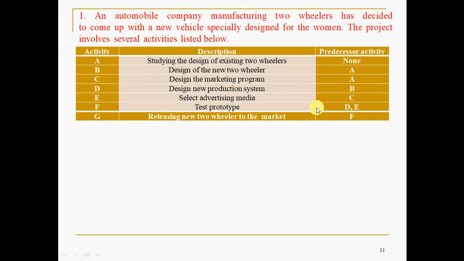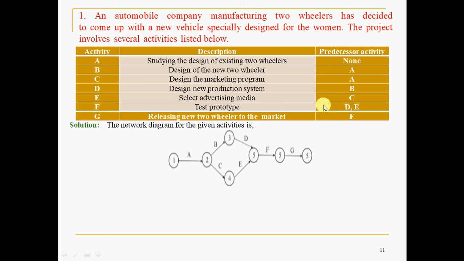This is the problem. So what is the solution? Let us see. Coming to the solution, the network diagram for the given activities is, so before A, is there any activity? No. That's why A is started. So B and C, no. So you can plan B and C.